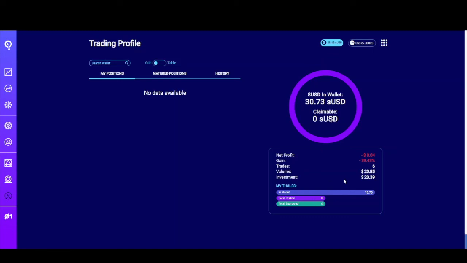And our stats here have actually updated. So because I lost one of those positions, I'm down $8 total, negative 40% gain out of the $20 that I have spent on the platform so far. So that's the process. All you have to do once the market has matured is navigate back to the market and exercise it, and you'll end up with your winnings in your wallet.